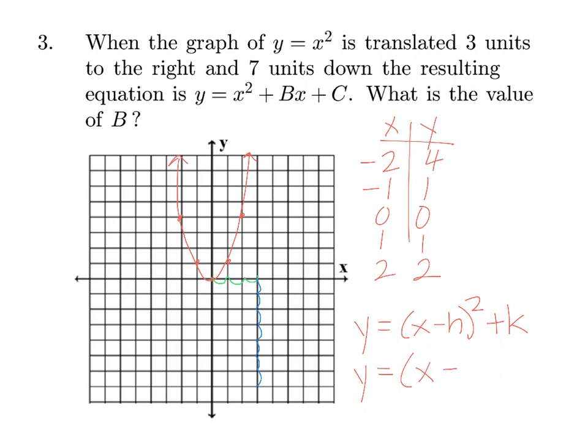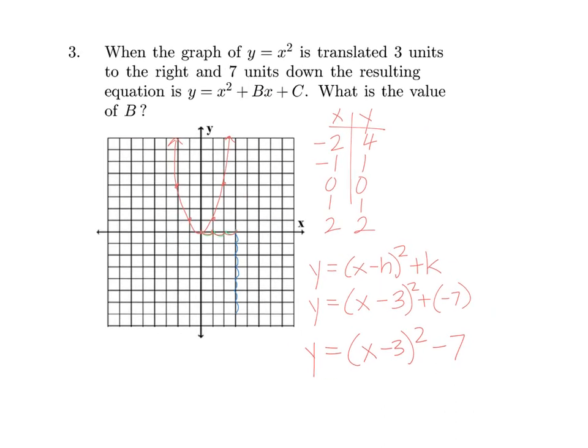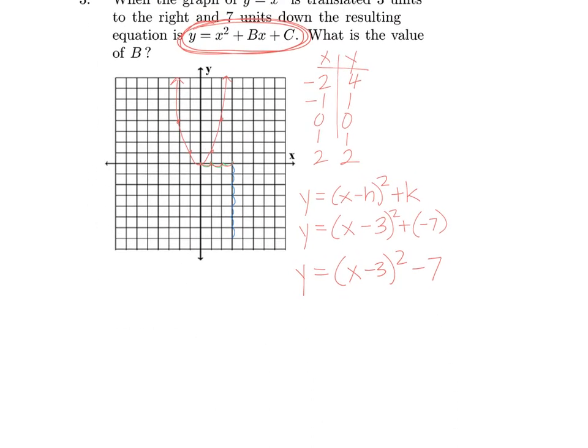All right, what is my h in this case? h is your movement horizontally, so I moved 3 units to the right, so it's going to be x minus 3 squared. And then plus k, I moved 7 units down, so that's -7. All right, if I simplify this, I get, all right, but that's not going to help us answer the question here. I need to get my equation to be in this structure here, in standard form. So what I'm going to have to do is expand this and FOIL it.